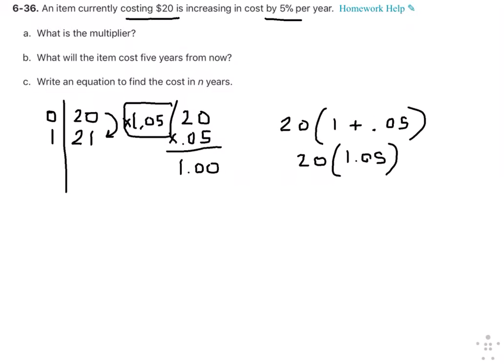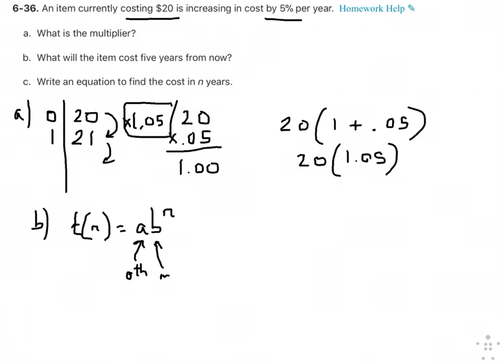What will the item cost 5 years from now? So we should remember, for B, this is A, we could multiply this out 4 more times and figure it out. But it's better if we come up with the equation. Now, remember, this is an exponential sequence, right? So T of n equals A times B to the n. And A, remember, is the 0th term, and B is the multiplier.